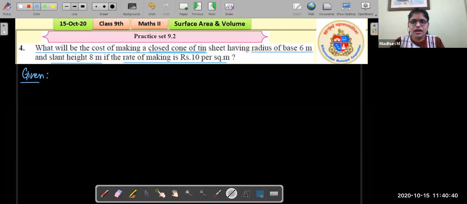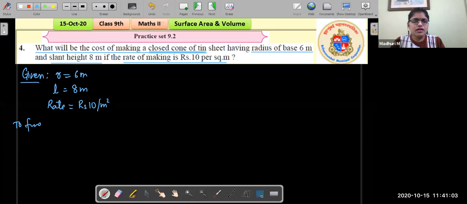Okay, so let us write out what is given. We are given that the radius is 6 meters, the slant height, that is L, is 8 meters, and the rate equals rupees 10 per meter squared. And what are we asked to find? We are asked to find the cost of making the tin, which is in the shape of a cone, right? So we have to find the cost. So we are making the closed cone.